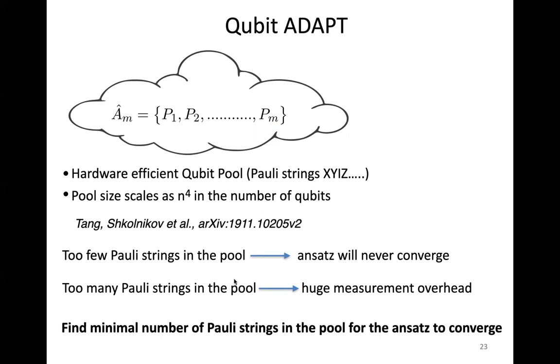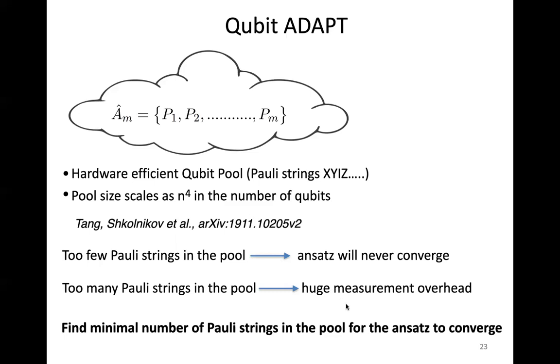But if we take too many operators, like n to the power 4 or maybe even more, then we will have this huge measurement overhead, because we have to measure the gradient on each step for each of the operators, which is too much. And basically the challenge that I was working on was to find the minimal number of Pauli strings in the pool so that the ansatz would converge.